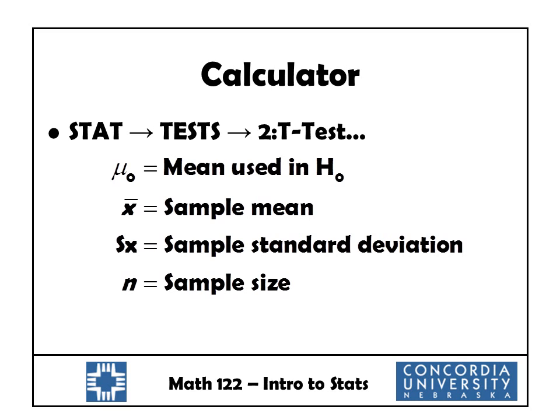Now the command here is STAT, TESTS, option 2 for t-test. This test is simply called a t-test because our test statistic is a t-score. And it's going to ask for four things. First, mu naught, which is the mean used in the null hypothesis, and then x bar, which is our sample mean, sx, which is the sample standard deviation, and n is our sample size.